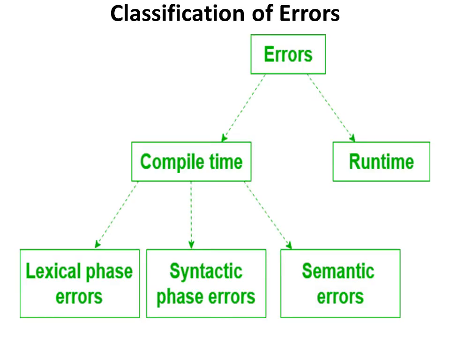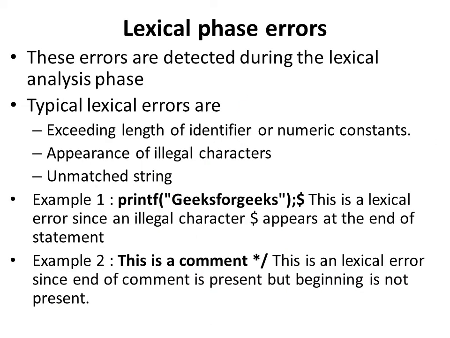Classification of errors. The errors are generally classified into two parts: compile time errors and runtime errors. During compile time errors, only the compiler is involved, so we are going to concentrate on compile time errors only. What are the compile time errors? They are lexical phase errors, syntactic phase errors, and semantic phase errors. These are the three compile time errors involved in the compilation process.